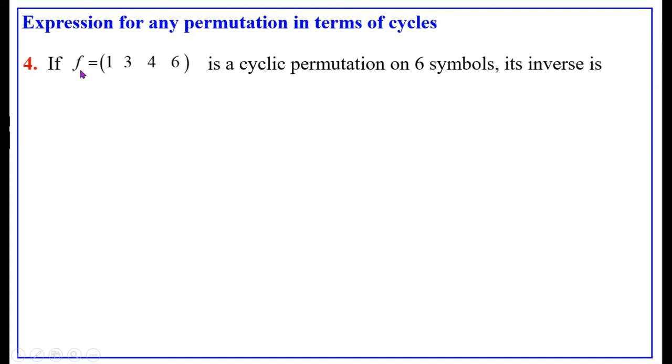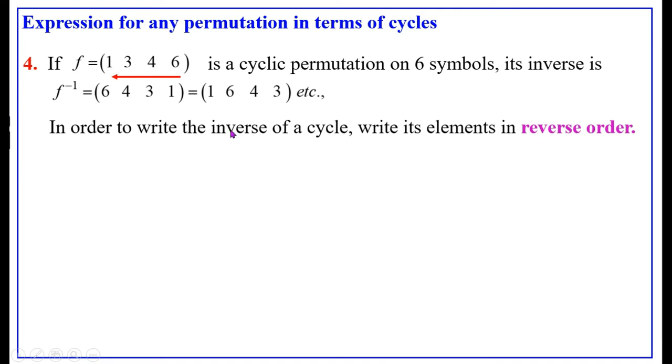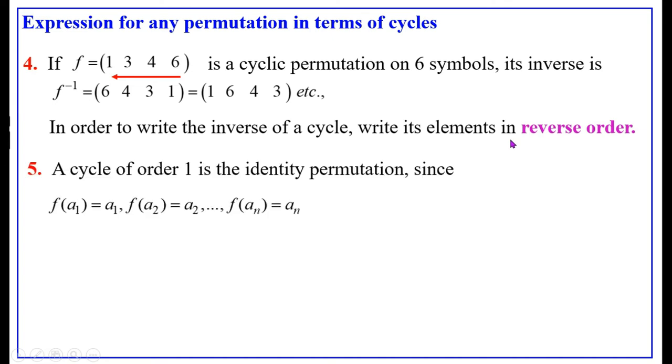The fourth one, f is equal to the cyclic permutation (1, 3, 4, 6). It is a cyclic permutation on 6 symbols, namely 1, 2, 3, 4, 5, 6. Here the numbers 2 and 5 are missing. Its inverse is the cycle (6, 4, 3, 1). That is the reverse order you have to write. Or you can start with any number, as we discussed just now. Start with 1, then (1, 6, 4, 3), etc. In order to write the inverse of a cycle, we write its elements in the reverse order.